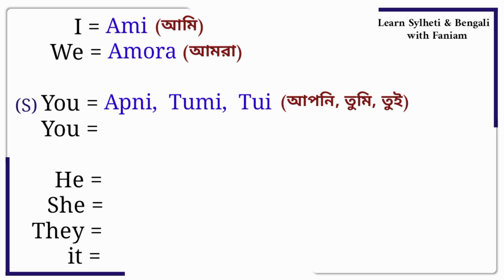Then the second one is tumi. This is semi-formal. You can use it also with your friends, brothers, sisters and with well-known persons. Then the last one is tui, which is totally informal. You can use it just with your close friends, otherwise not.